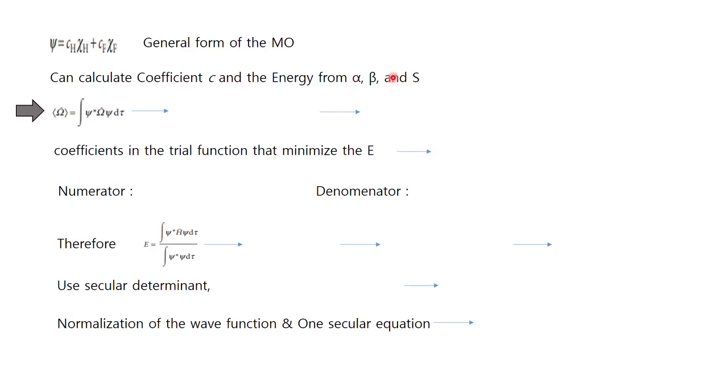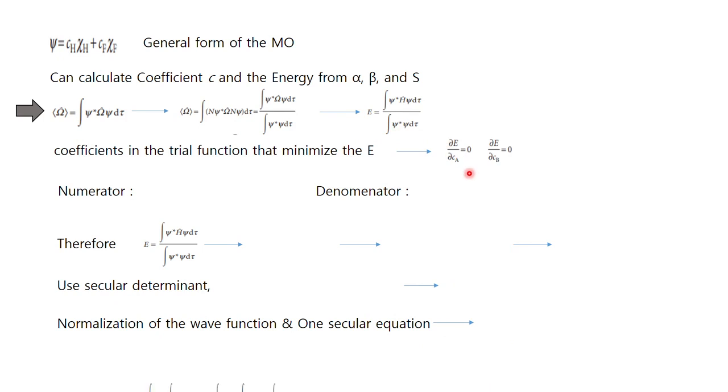We can get the wave function and the energy using the variation theorem. If we know the Coulomb integral, resonance integral, and overlap integral, we can calculate the coefficients of the wave function and the energy. First, take a trial wave function like this. The expectation value can be expressed by the operator. The operator of the energy is the Hamiltonian, so the energy can be expressed like this. The specific coefficients in the trial function that minimize the energy are the coefficients we seek for the wave function of the MO, because of the variation theorem, so the differential value is 0.